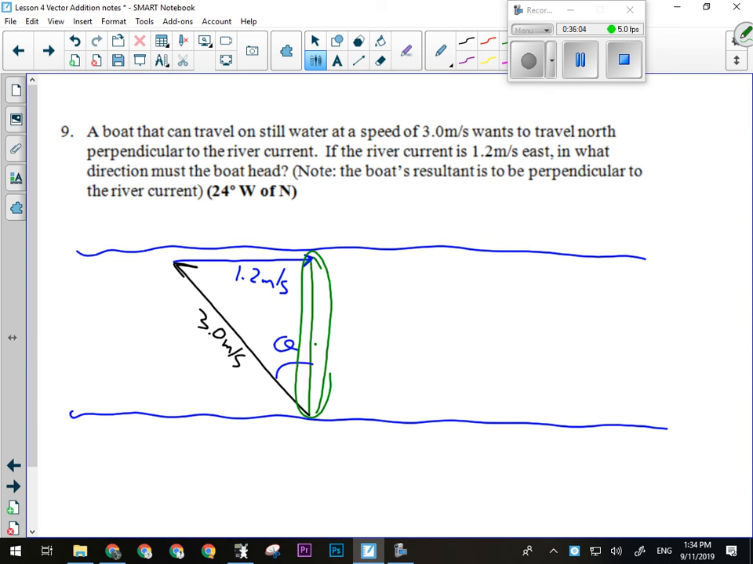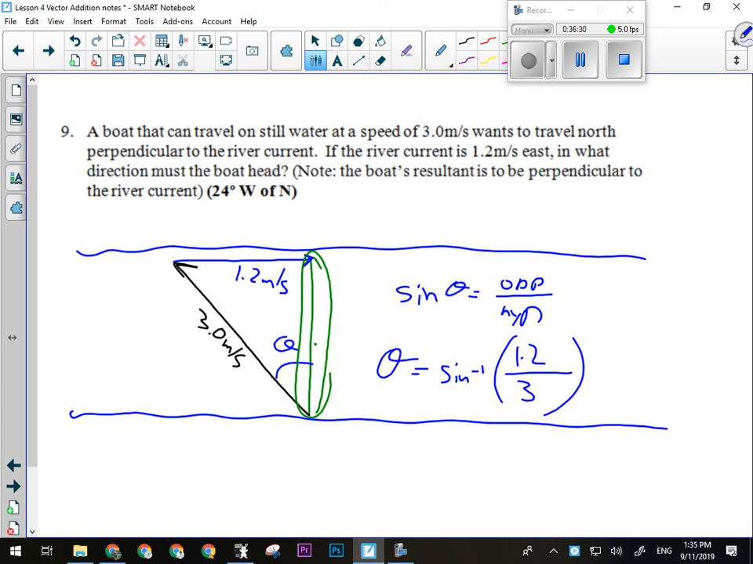All right. So now we need to find theta. Theta is the heading of the boat. So I've got the opposite side and the hypotenuse, so it's the same calculation we just did. The sine of theta equals opposite over hypotenuse. So theta equals sine to the minus 1 of 1.2, the opposite side, divided by 3, the hypotenuse, and that'll give us 24 degrees west.